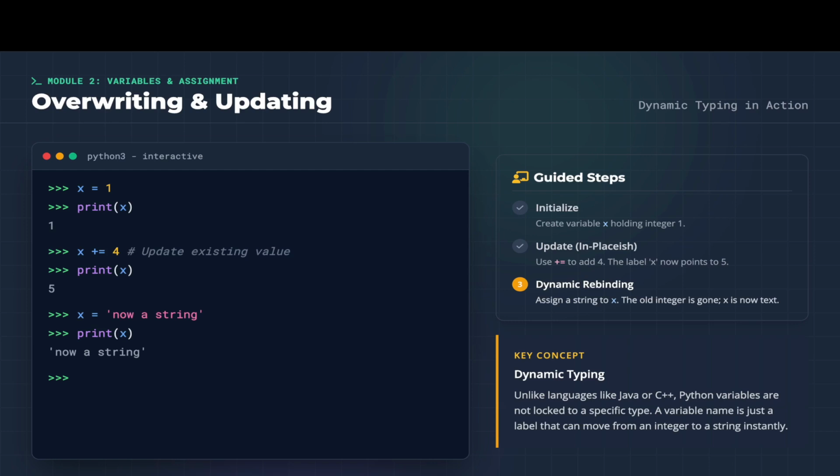Type x equals, now a string. In many languages, this would crash the program because x was born as a number. In Python, it works perfectly. This is called dynamic typing. The variable x isn't a box shaped like a number. It's just a sticky note. We took the sticky note off the number 5 and stuck it onto the text string. Why might this be dangerous? If you later try to do maths with x, you'll get an error because it's now a text.